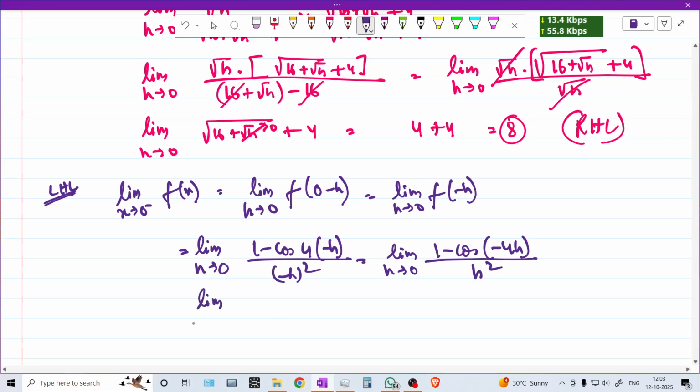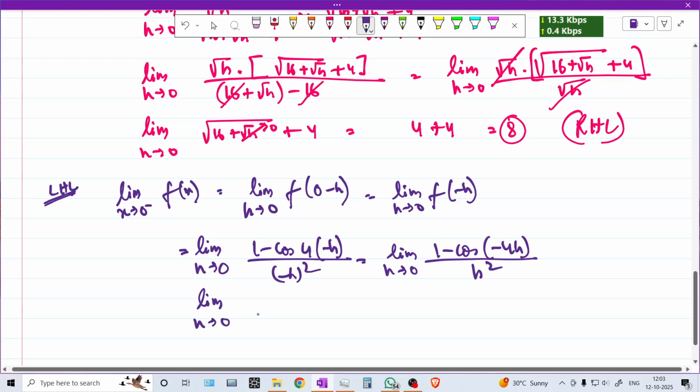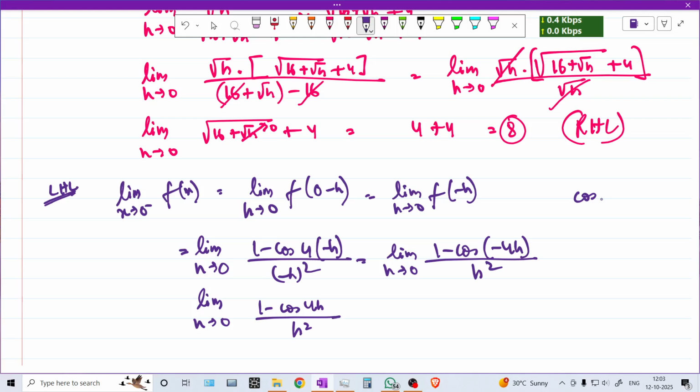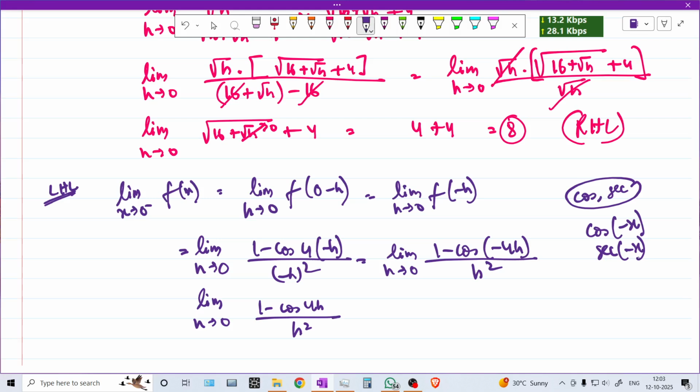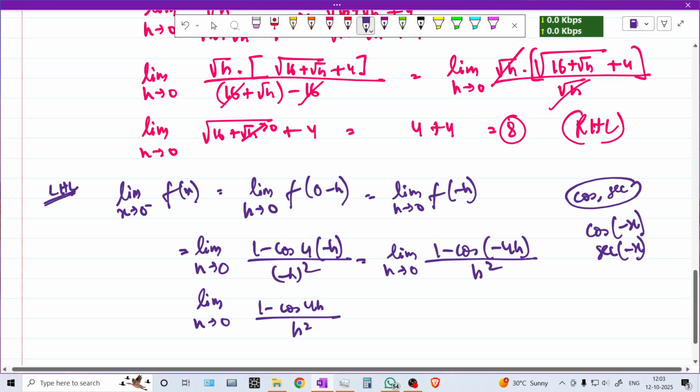So limit h tends to 0, (1 minus cos 4h) by h square. Now see, inside the cos function there is minus 4h. Now inside the cos, if a negative sign is there, just remember one thing: cos and its reciprocal sec, these two functions, when you give a minus sign inside the function, will absorb the negative sign.